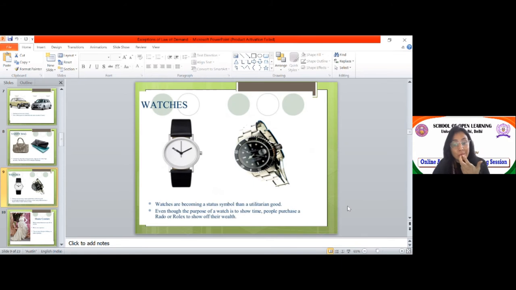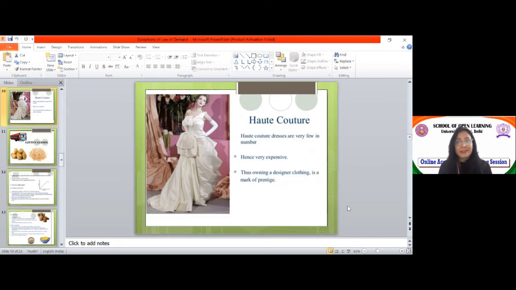Watches are becoming a status symbol rather than a utilitarian good. Earlier, a watch was a necessity because you had to see the time. Now you want to show what sort of watch you are wearing. Even though the purpose of a watch is just to show time, which brand you use matters. So it's like a snob effect or Veblen effect. Whenever we look at the demand for a particular good, we need to see the exceptions also, where the law of demand is not working at all. Haute couture dresses used to be very expensive, but now it doesn't matter because the fashion has gone.